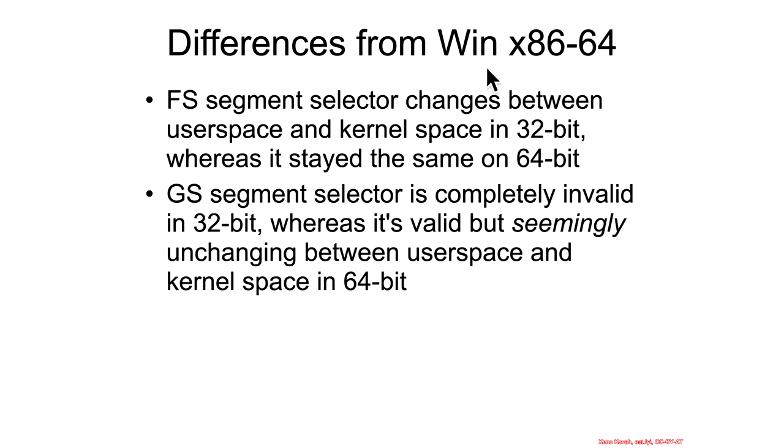So what's different from the Windows x86-64 that we just saw a little bit? Well, in 32-bit, the FS segment selector seems to change between kernel space and user space, whereas it didn't in 64-bit. And also, the GS segment selector was completely invalid in 32-bit, whereas in 64-bit, it seems to be valid, and it seems to be unchanging, but again, we'll come back to later why that may not actually be the case.